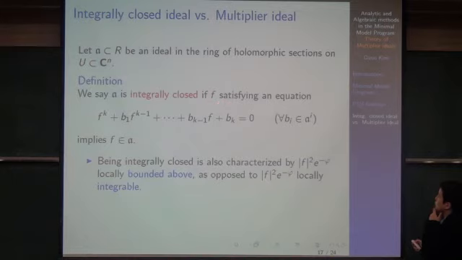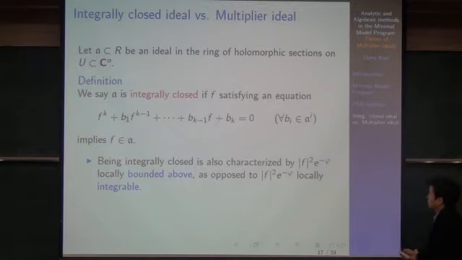the following is true. An element F of the ring satisfying this equation with coefficients coming from the powers of the ideal A, where Bi should be in the ith power of A, so all those F actually belong to the ideal itself. So when this is true, then we say the ideal is integrally closed in the ring R.